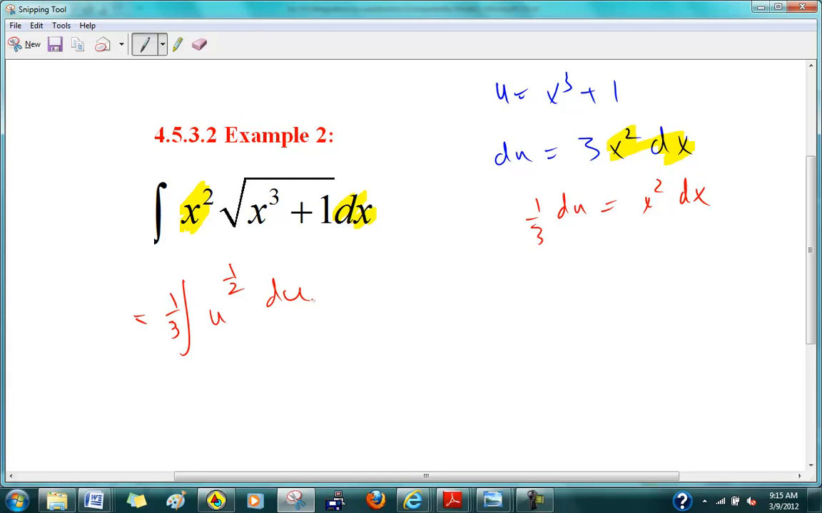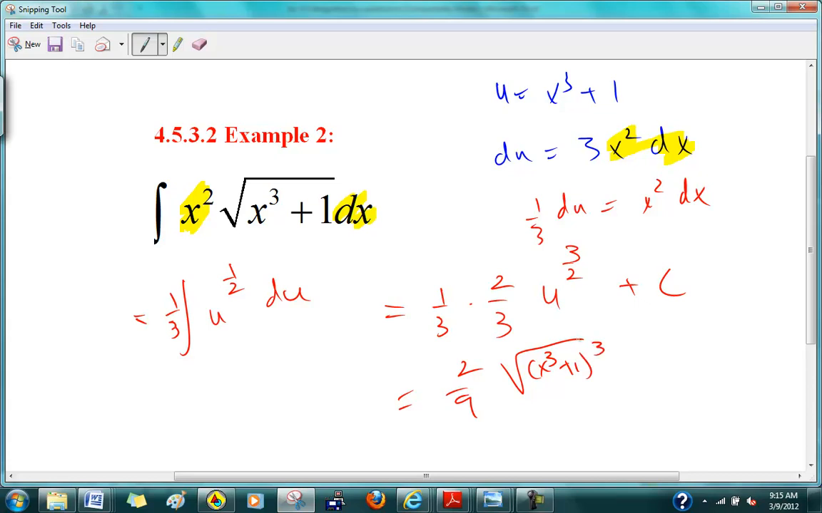Okay? And again, we know how to integrate this. Integral of u to the 1/2, 2/3 plus a c. Okay, so this becomes 2/9. And then it becomes square root of x cubed plus 1 cubed plus c. Is everybody okay on this?